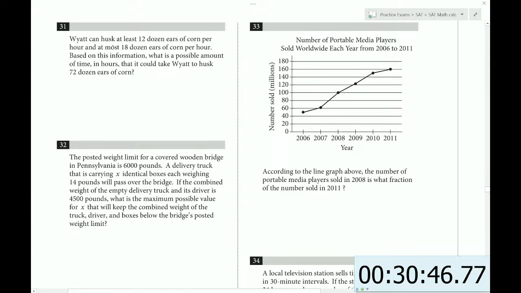Wyatt can husk at least 12 dozen ears of corn per hour, and at most 18 dozen ears of corn per hour. Based on this information, what is the possible amount of time it takes for him to do 72? So he's somewhere between 12 and 18 per hour. So let's start with 12 per hour. We would do the division here, and we'd find he could do it in 6 hours. And then if we did 72 by 18, I believe that would be 4 hours. So we need somewhere between 6 hours and 4 hours, so let's just use 5 hours.